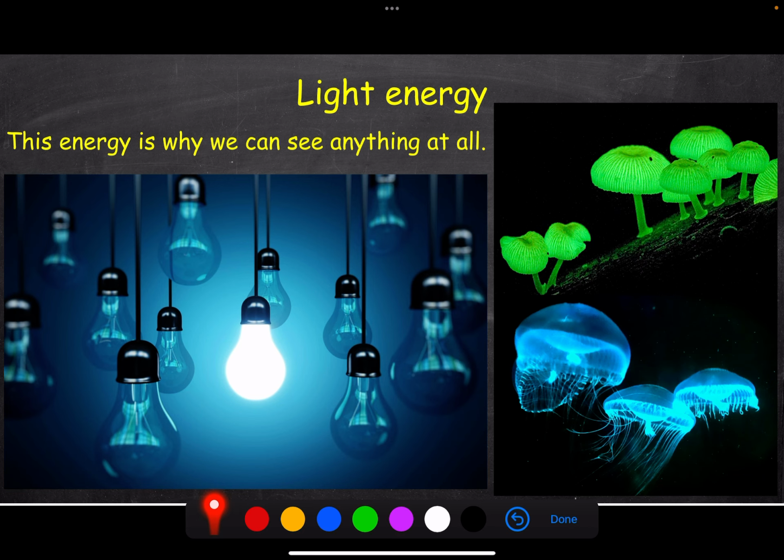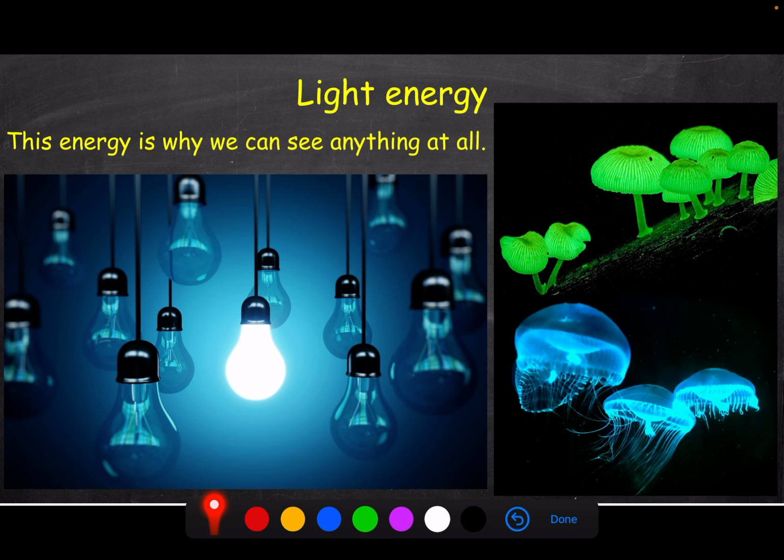Right, so light energy. This energy is why we can see anything at all. When you think of light energy, lots of people think of a light bulb, which is correct, because light bulbs do emit light energy, and it's what we use to light up our houses at night. But light energy can also come from other sources.